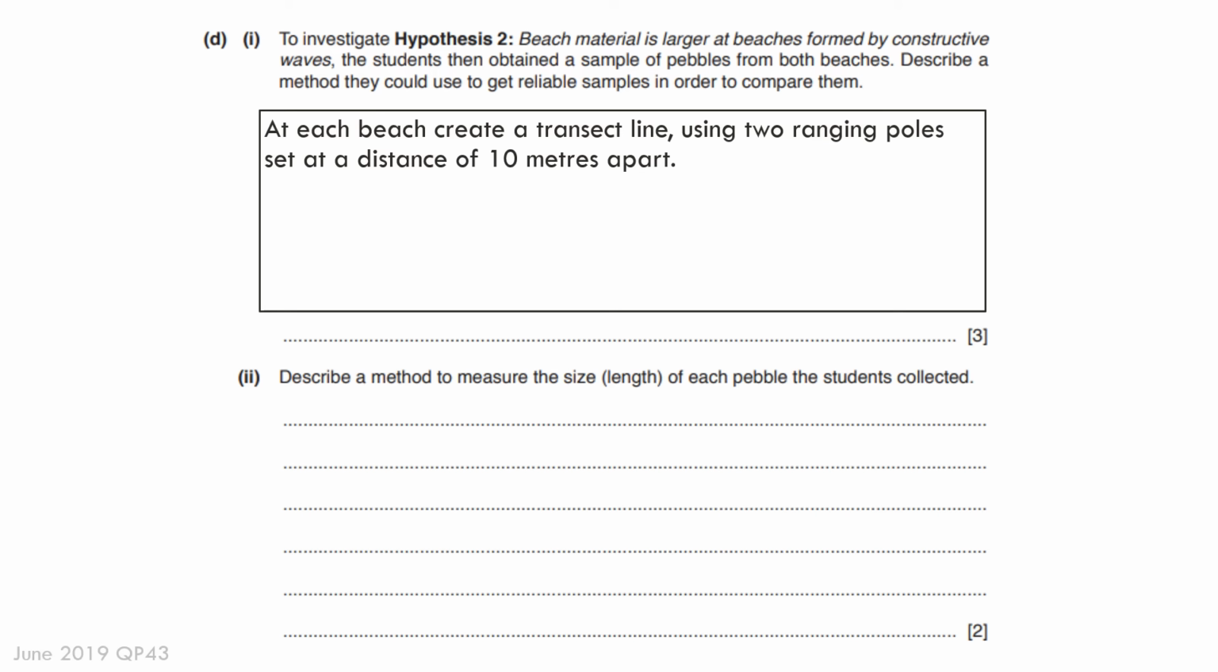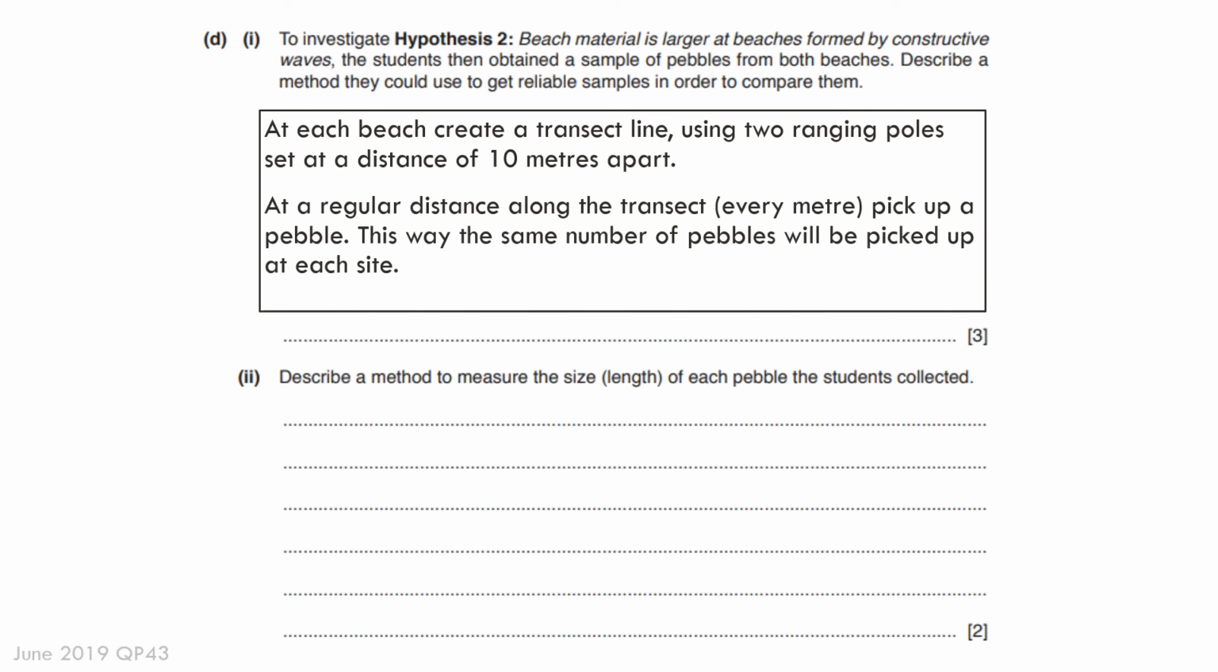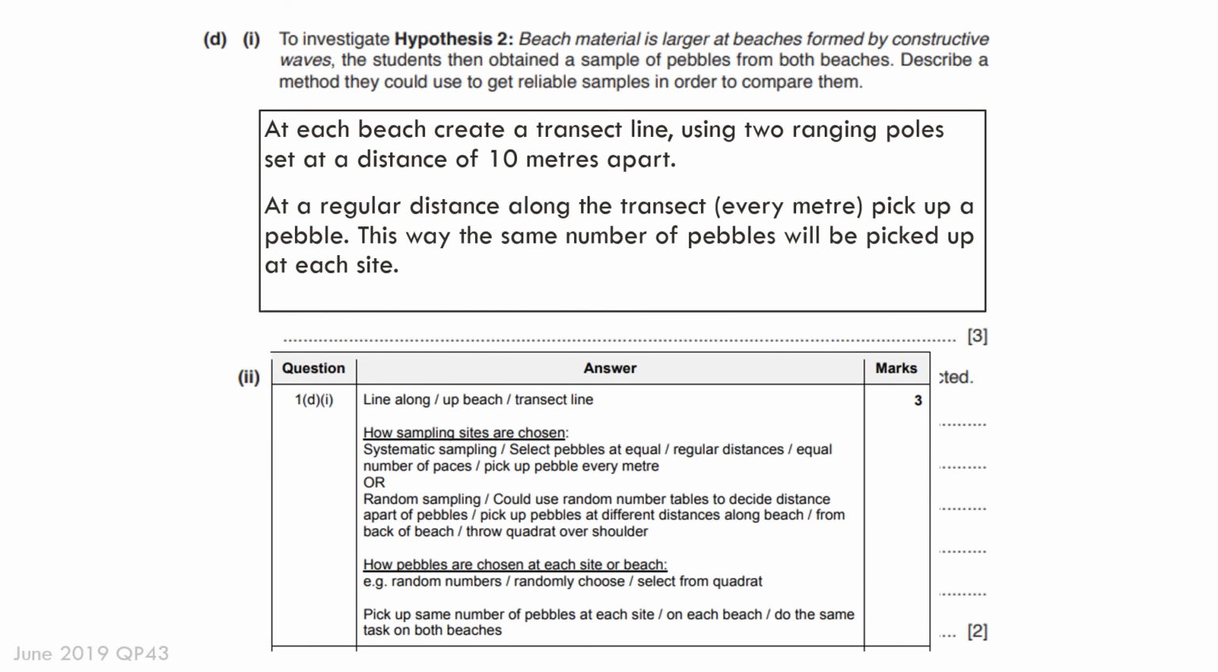So for the first one, at each site, to make it reliable, I would create a transect line using two ranging poles set at a distance of 10 meters apart, and then at a regular distance along the transect, every meter, I would pick up a pebble. This way, the same number of pebbles are picked up at each site. And you can see here how the various different methods would help you.